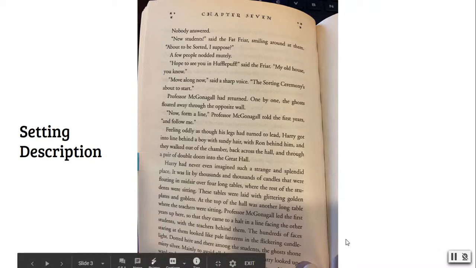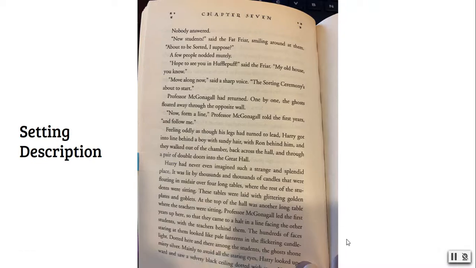describes the Great Hall. Harry had never even imagined such a strange and splendid place. It was lit by thousands and thousands of candles that were floating in midair over 4 long tables where the rest of the students were sitting. These tables were laid with glittering golden plates and goblets. At the top of the hall was another long table where the teachers were sitting. Professor McGonagall led the first years up here so that they came to a halt in a line facing the other students with the teachers behind them. The hundreds of faces staring at them looked like pale lanterns in the flickering candlelight.